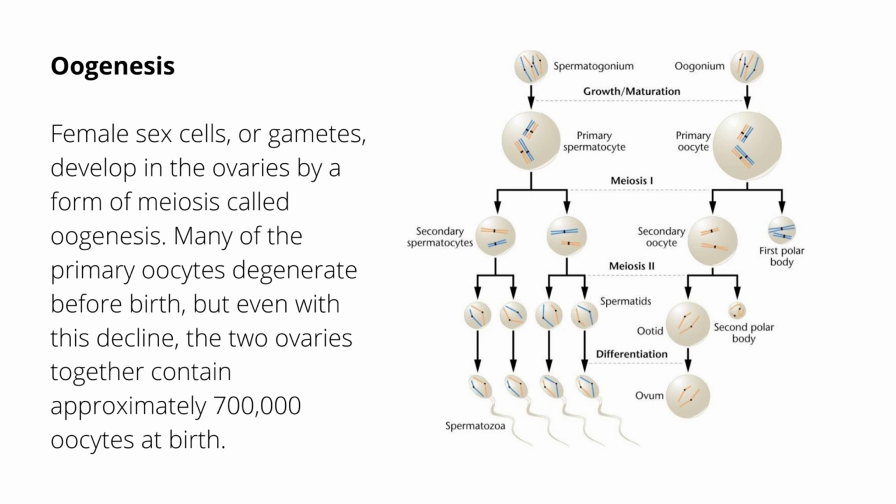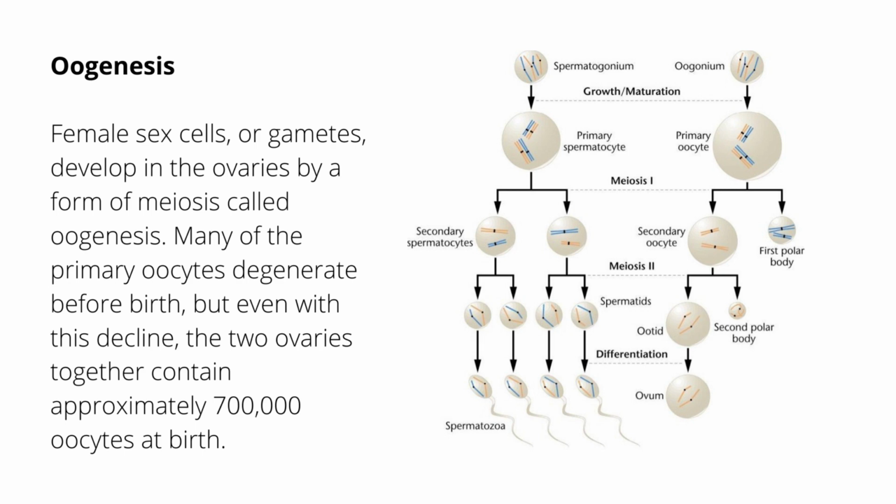But the process stops in prophase for now. And the cells remain suspended until puberty, when they can be activated. Even though many primary oocytes degenerate before birth, the two ovaries contain approximately 700,000 oocytes at birth. So there will be no more developed in the future. They are just a stock.